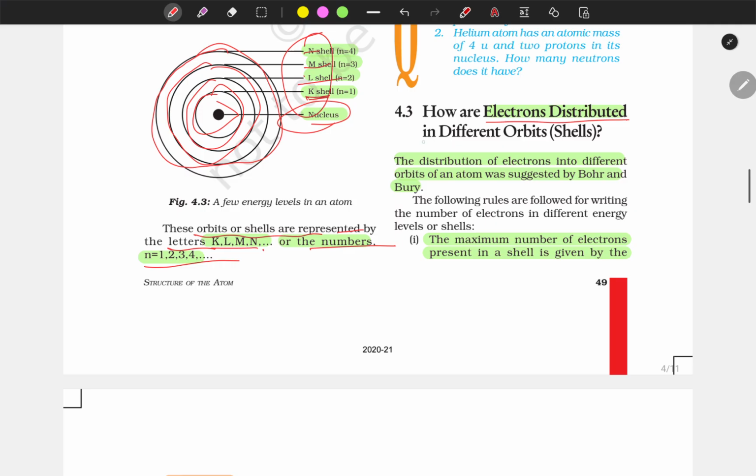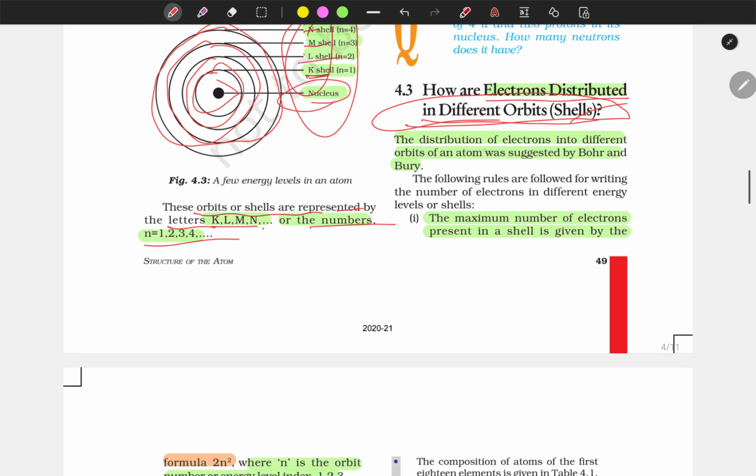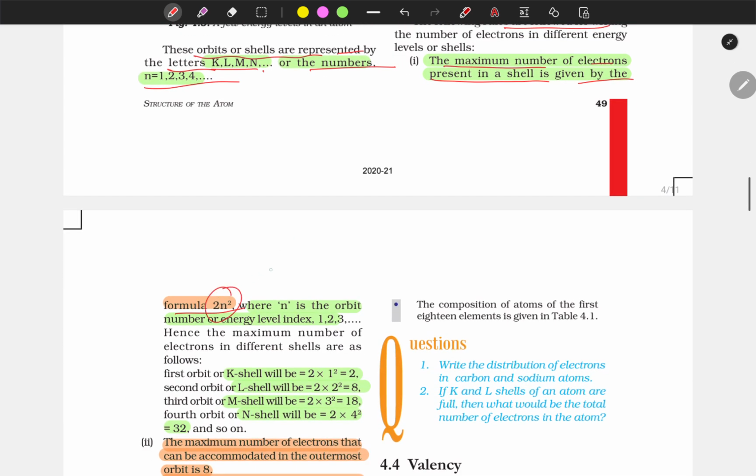How are electrons distributed in the different shells? Bohr's model explains that electrons revolve in specified shells, and now we discuss how the electrons are arranged in these shells. The distribution of electrons into the different orbits of an atom was suggested by Niels Bohr and Bury. There are the following rules. The maximum number of electrons present in a shell is given by the formula 2n squared, where n is the number of the orbit: first orbit, second orbit, third orbit. The number n is the energy level index.